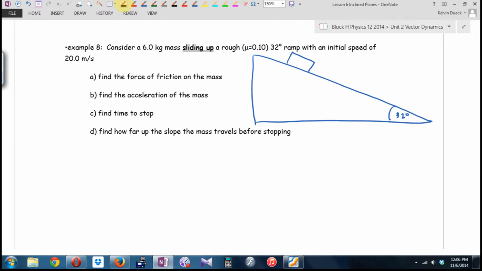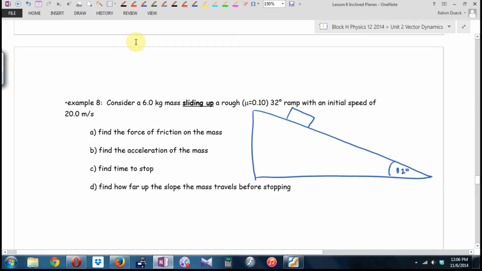What are the forces acting on this block? Get the obvious one. Remember I told you as a good rule of thumb, always put the mg on the same side as the theta, at the angle, as the pointy part of the ramp. What else? Normal force. What else?